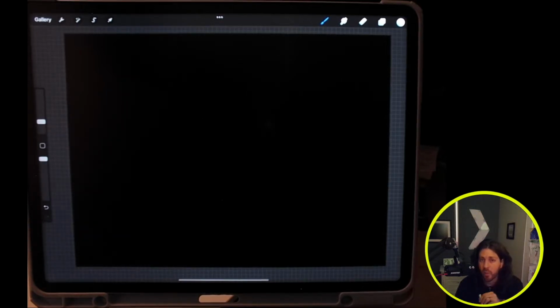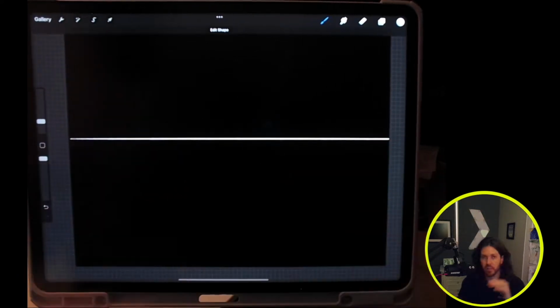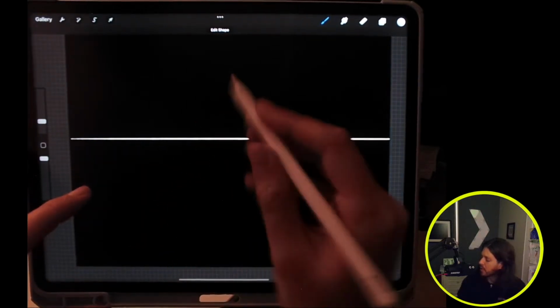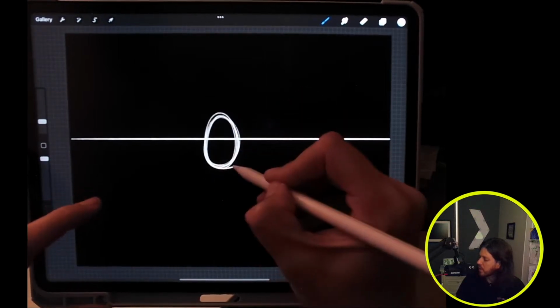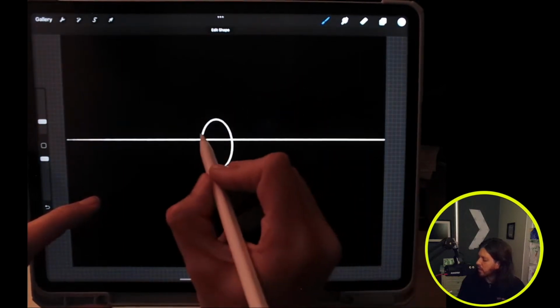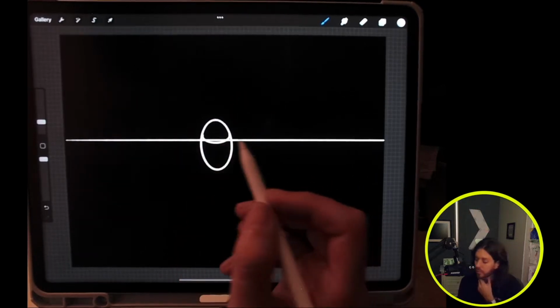What I have here is Procreate on the iPad, and I think what we'll do is start in the 1 point perspective views. And so what I'll do is start by drawing a horizon line. This is essentially our eye level, and we're looking in front of us, and I'm going to do kind of an oval here just to represent the face structure here.